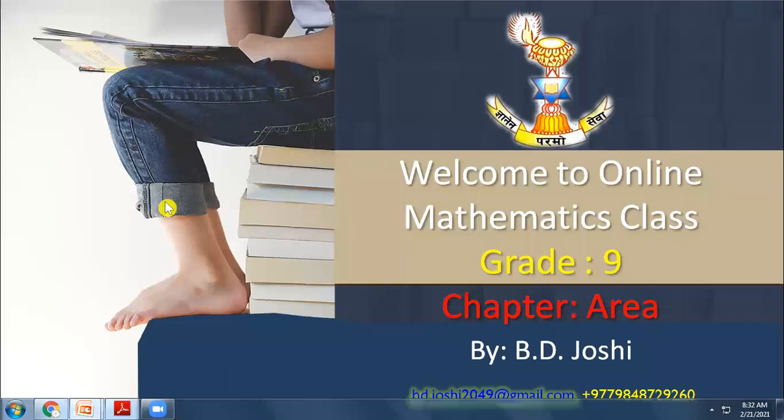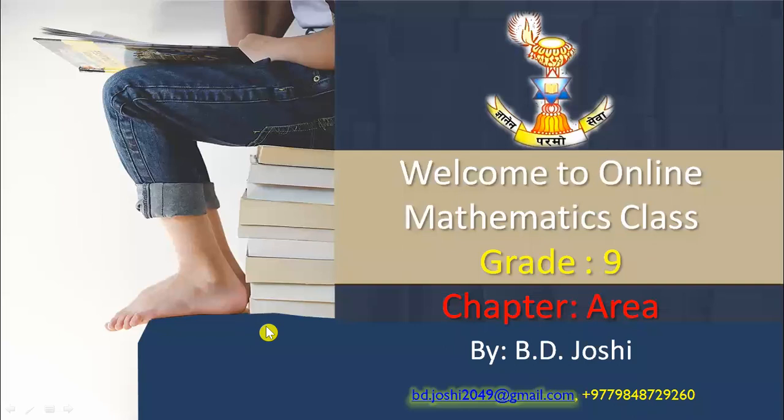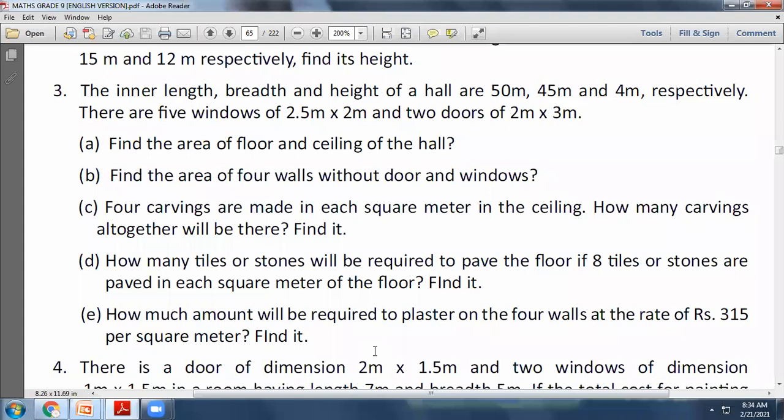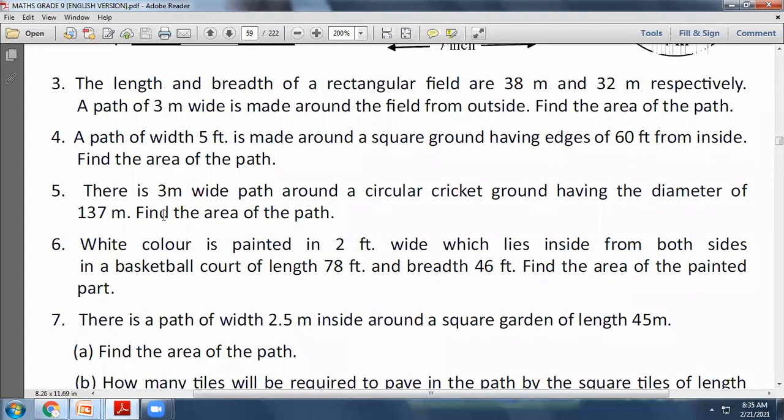Have you completed the questions of exercise 5.1? Yes, sir. Is there any problem in any question? No, sir. Does anyone have any question from question number 5? Yes, sir. Okay, let me check. Question number 5: There is a 3-meter wide path around the circular cricket ground having diameter of 137 meter. Find the area of path.